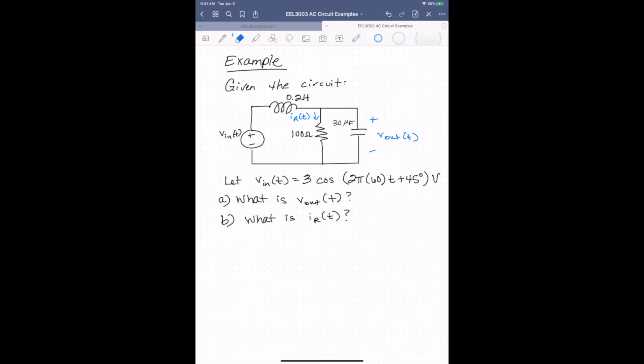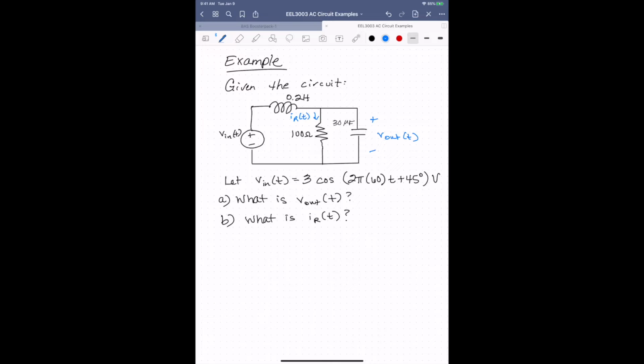So our first decision is whether or not we want to do nodal analysis or mesh analysis. Either will work, but this looks very nice. It's got a single node here. Of course, here's ground, and of course this node is trivial because it's equal to Vin of t. So I'm going to choose to do nodal analysis.